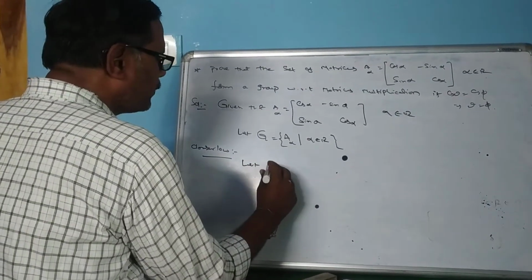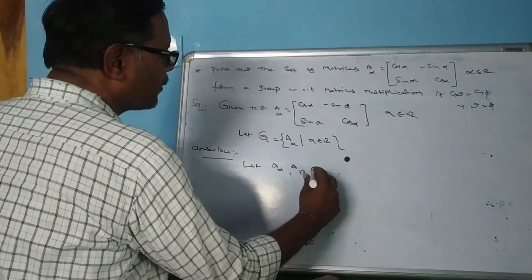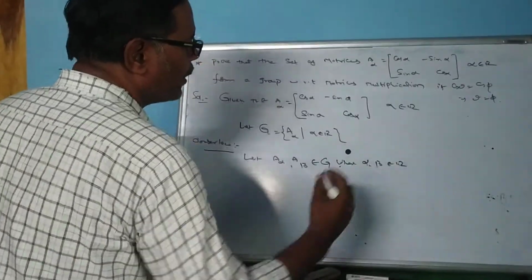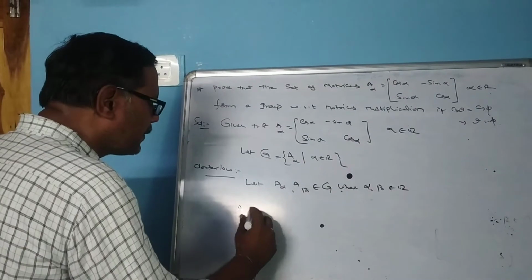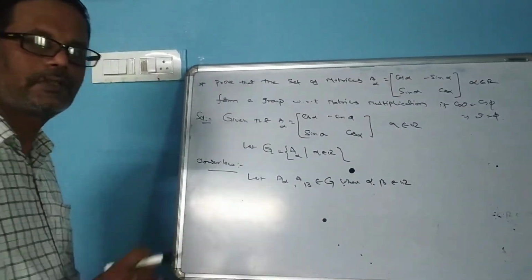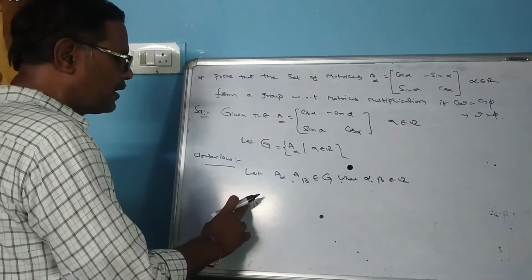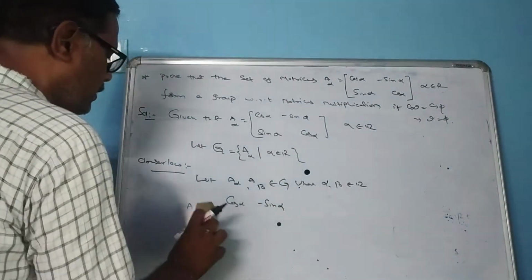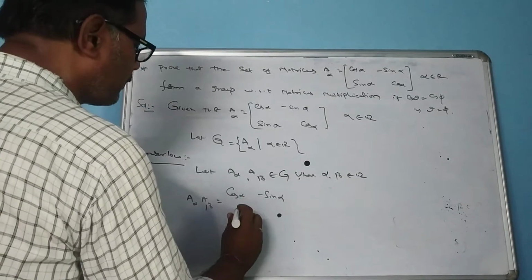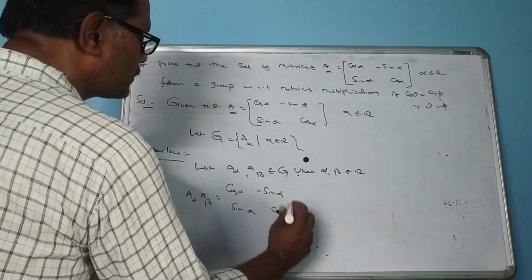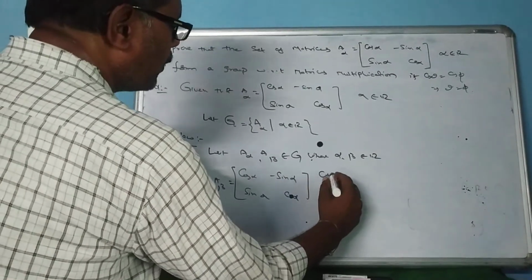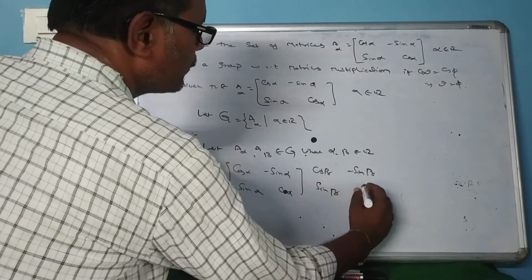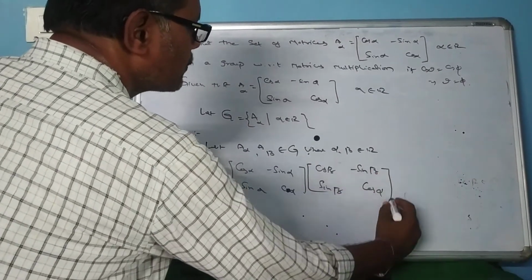Let A alpha, A beta belong to G, where alpha, beta belong to R. Now, A alpha into A beta, I want to compute this. Here the dot indicates matrix multiplication. This is [cos alpha, minus sin alpha; sin alpha, cos alpha] into [cos beta, minus sin beta; sin beta, cos beta]. Matrix multiplication, like this.